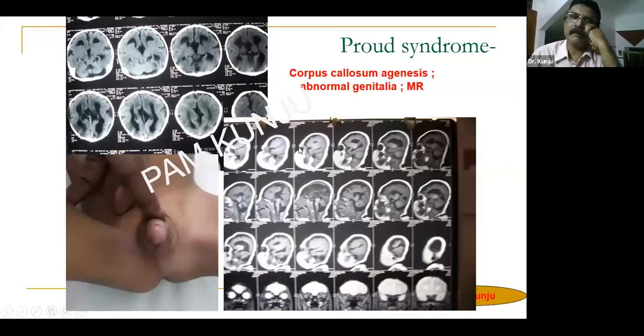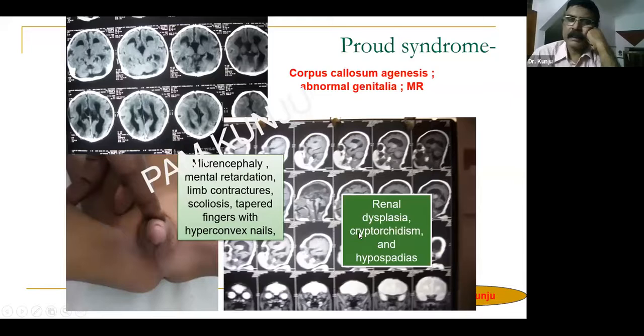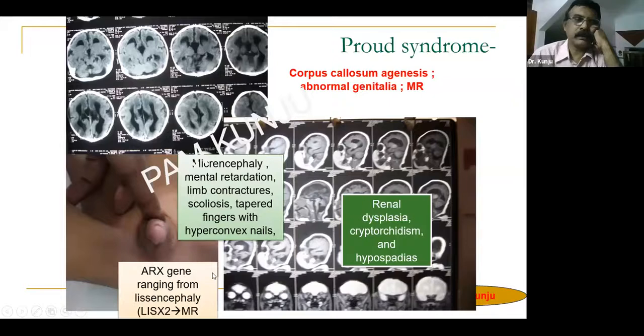See the microcephaly. And there will be other associations like mental retardation, limb contractures, scoliosis, tapered fingers with hyperconvex nails. These are some of the somatic manifestations. And then other systemic manifestations also, the renal dysplasia, as we have seen, cryptorchidism and hypospadias. And also, this is related to an ARX gene, X-linked lissencephaly with mental retardation. Because of these associations, this is a case of Proud syndrome, you can remember that.